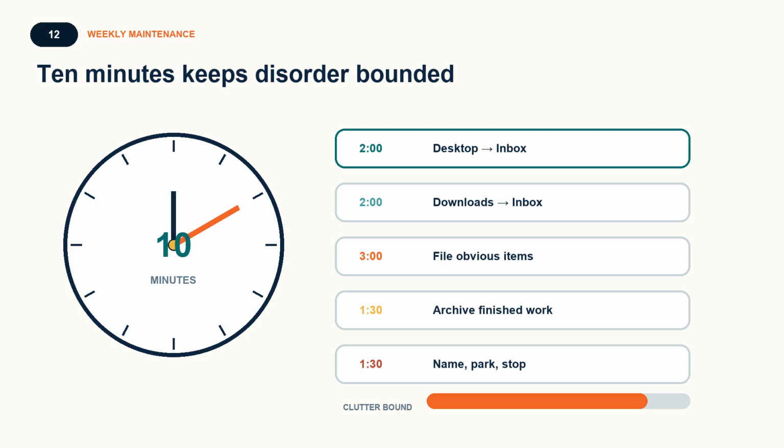The system survives through one short weekly pass. Spend 2 minutes containing loose desktop files, 2 minutes containing useful downloads, and 3 minutes filing obvious inbox items. Spend 90 seconds moving finished projects to archive, 1 minute renaming high-value files, and the final 30 seconds parking uncertainty. Then stop at 10 minutes.